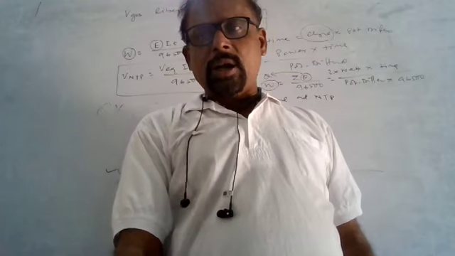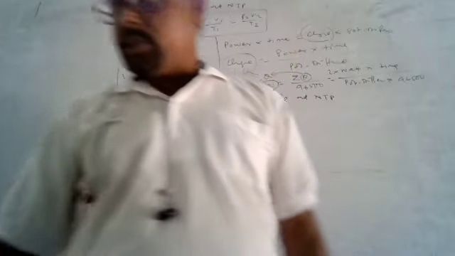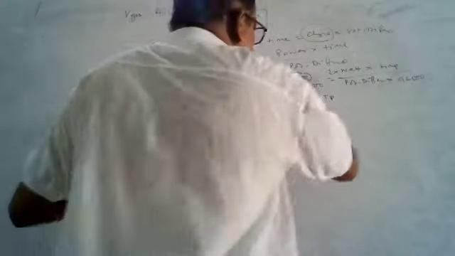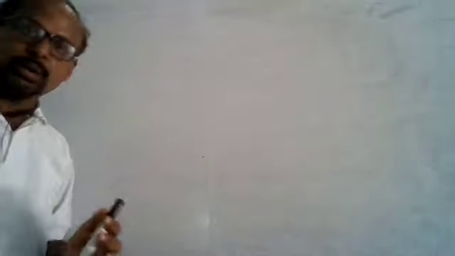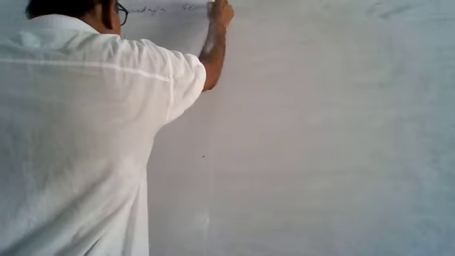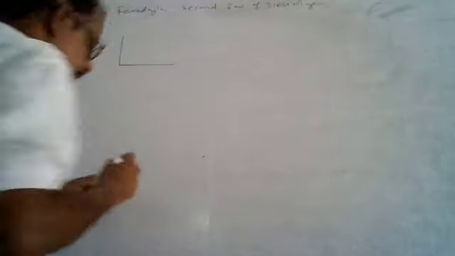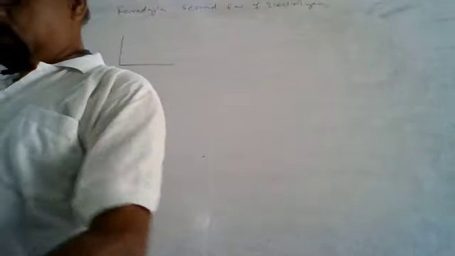Now we will see Faraday's second law of electrolysis. Faraday's second law states that when the same quantity of electric charge passes through solutions connected in series, the amount of substance deposited at the different electrodes is directly proportional to their gram equivalent. This is Faraday's second law of electrolysis.